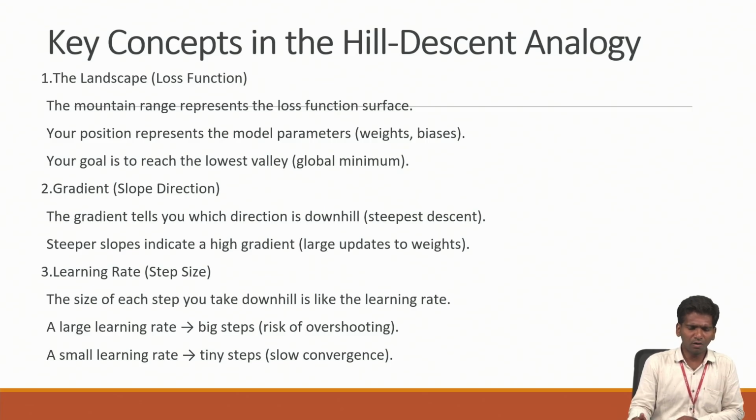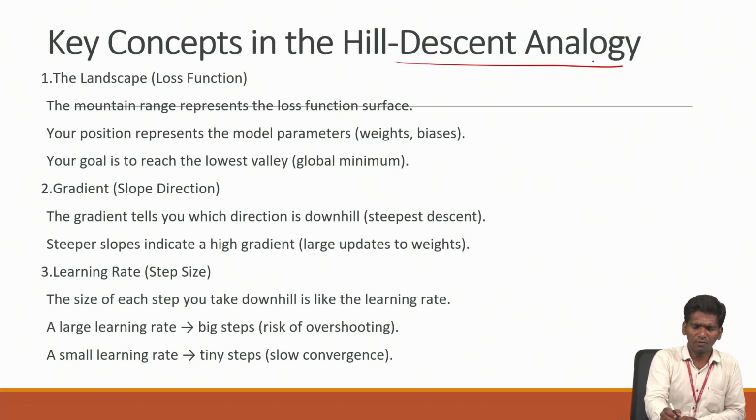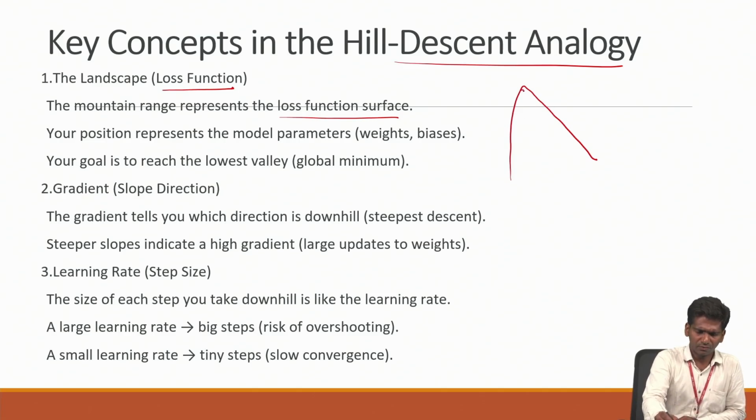These are the key components in the hill descent analogy of learning optimization techniques. The landscape can be considered as the loss function. The mountain range represents the loss function surface. So the landscape is the loss function. What is the gradient here? The slope direction, whether you are going right, going left, coming directly from the valley, or crossing the bumps. And the learning rate may be the step size.